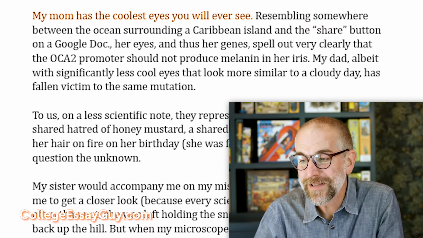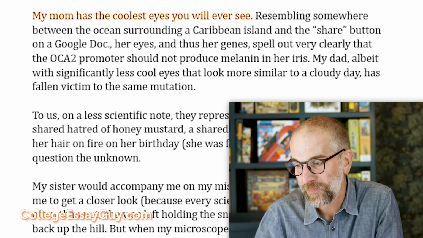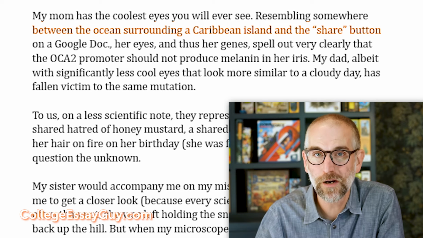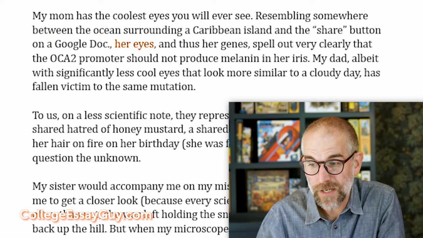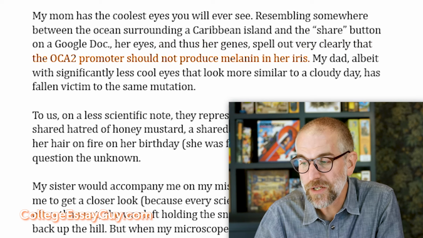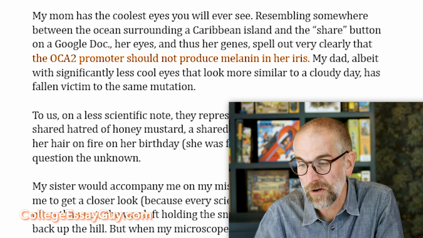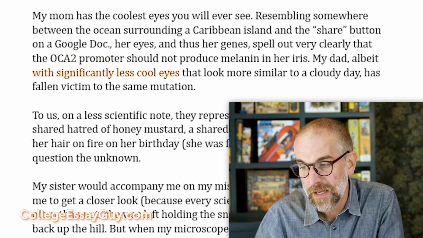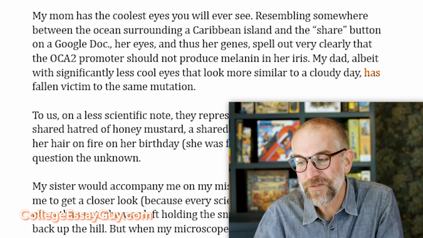My mom has the coolest eyes you will ever see. Resembling somewhere between the ocean surrounding a Caribbean island and the share button on a Google Doc, her eyes, and thus her genes, spell out very clearly that the OCA2 promoter should not produce melanin in her iris. My dad, albeit with significantly less cool eyes that look similar to a cloudy day, has fallen victim to the same mutation.